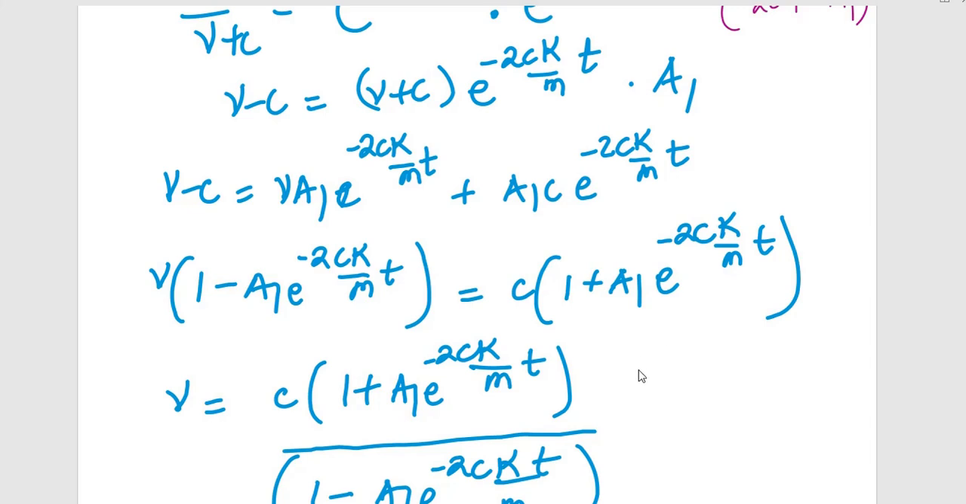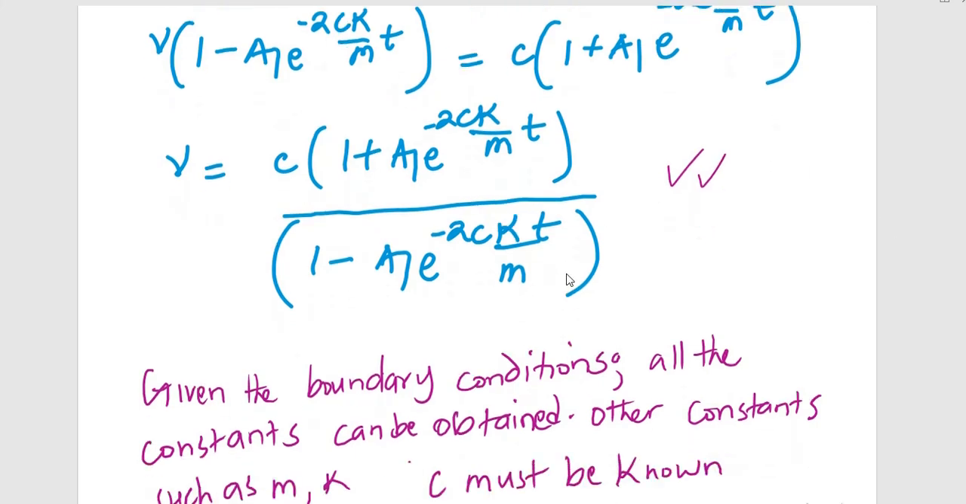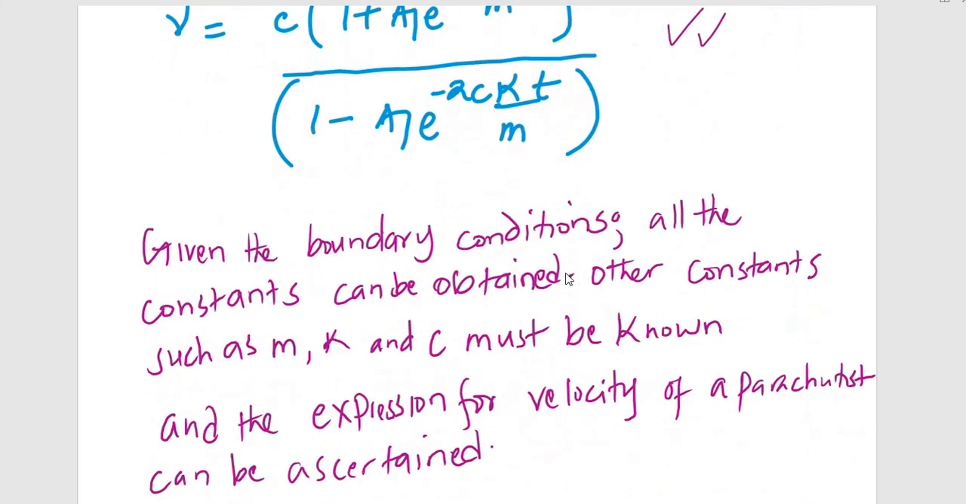Therefore, the velocity of the parachutist will be equal to c into 1 plus a1 exponential of negative 2c kt out of m, divided by 1 minus a1 exponential of negative 2c kt out of m. So given the boundary conditions, all the constants can be obtained.